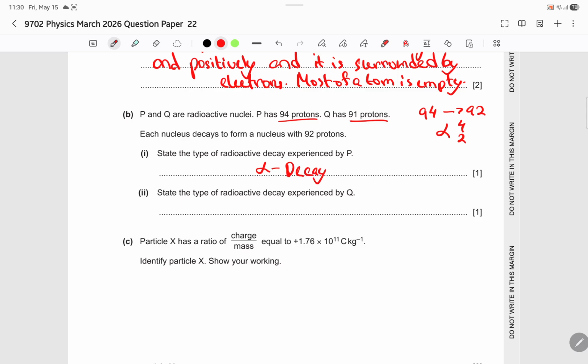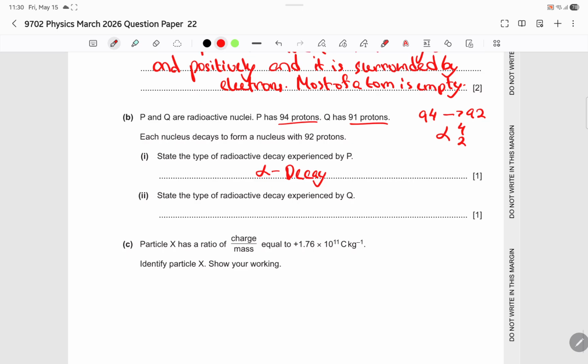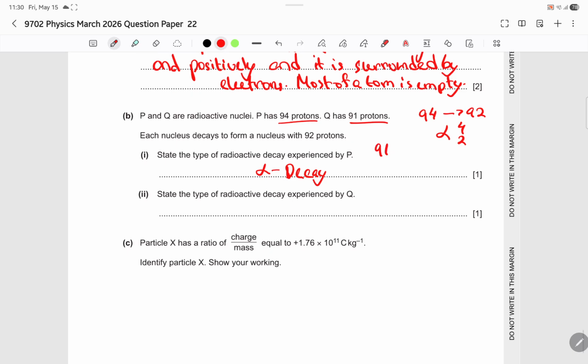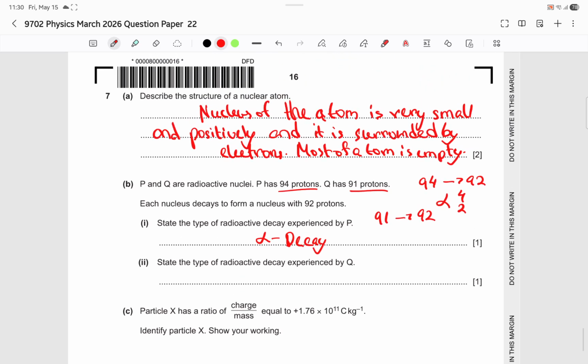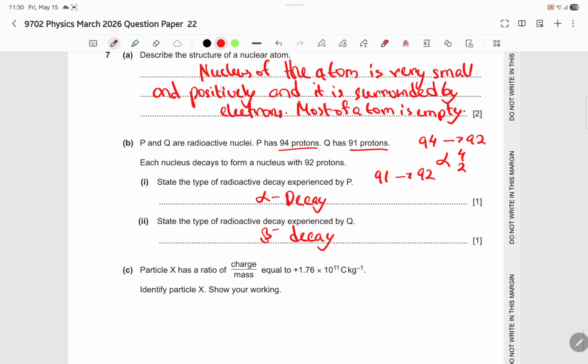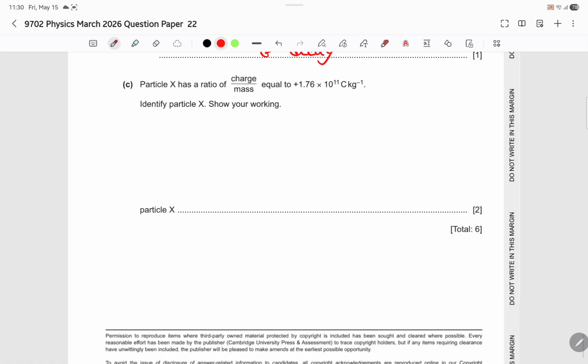What about the type of radioactive decay experienced by Q? So it goes from 91 to 92, it increases. So it's going to be beta minus decay. No, not beta minus decay. Yeah, it is beta minus decay, yeah. Beta minus decay increases by 1, right? If it decreases by 1, you could have said it's beta plus decay, but it increases.